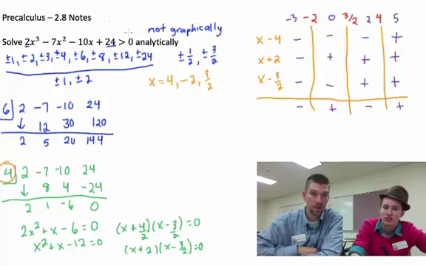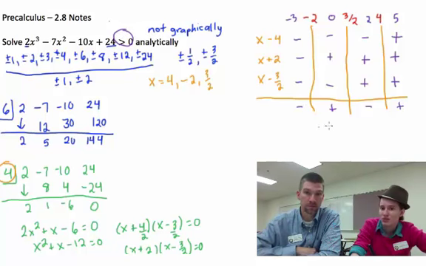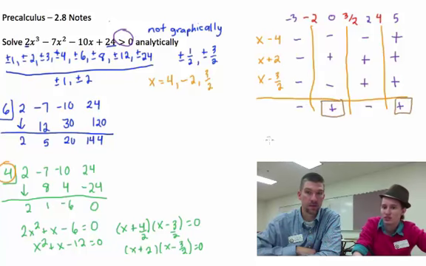What it asks us for is greater than 0, which means that it's not equal to 0. We're looking for the strictly positive entries. Positive only. So that's this right here and this right here. So let's write that in interval notation. This first interval where it's positive is negative 2 to 3 halves, together with 4 to infinity.